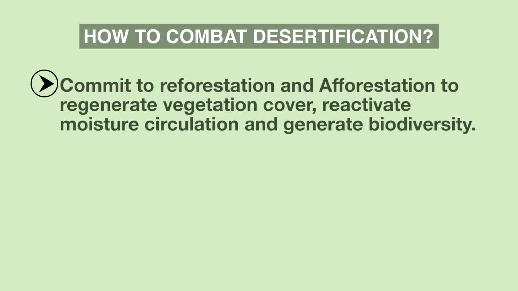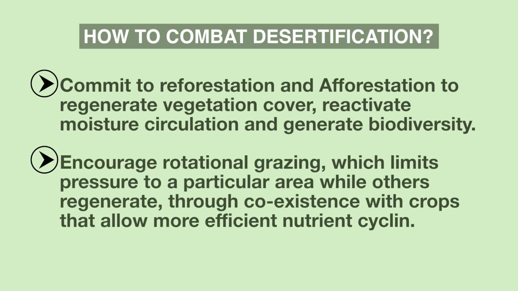We can also commit to reforestation and afforestation to generate vegetation cover and reactivate the moisture circulation and generate biodiversity. We can also encourage rotational grazing, which can limit the pressure to a particular area, while others regenerate through coexistence with crops and allow more nutrient cycling.